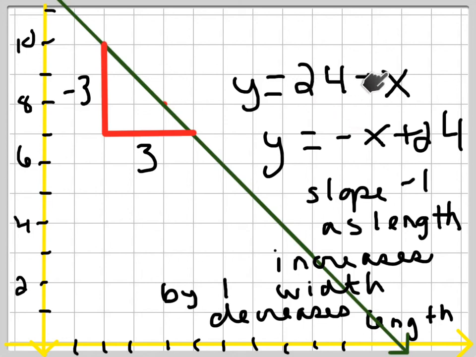And then you're subtracting 1 every time, and that just means that as the length increases by 1, the width is decreasing by 1 every time. You can write the equation either way, notice.